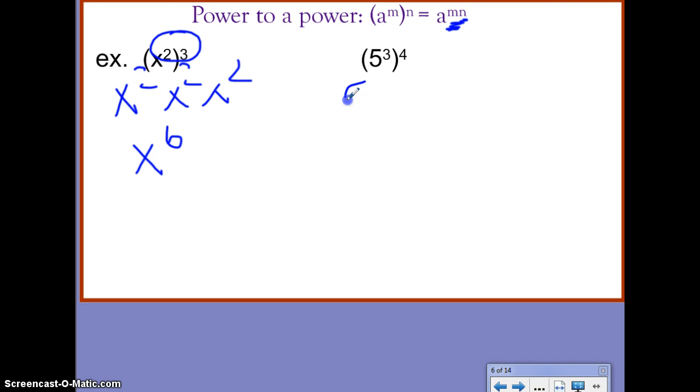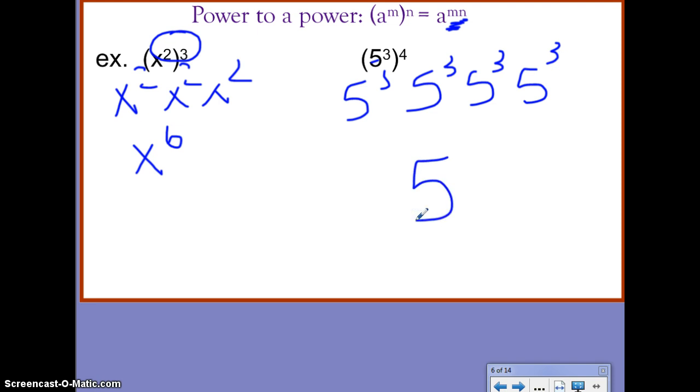Okay, so 5 to the third, 4 times. 1, 2, 3, 4. So my base is 5, and I add them. 3 plus 3 plus 3 plus 3 is 12. And again, the shortcut, 3 times 4 is 12.